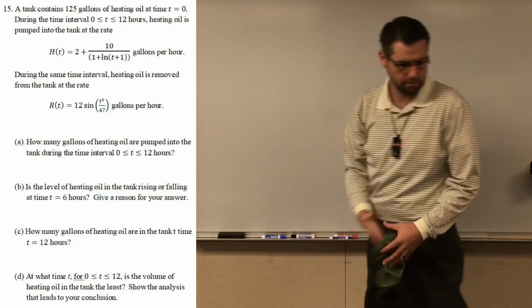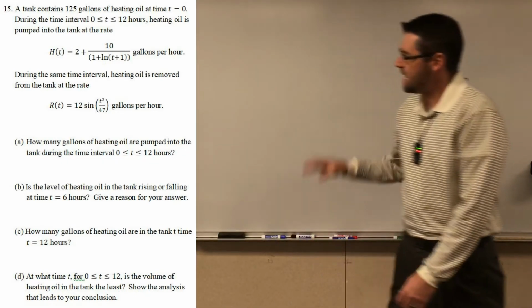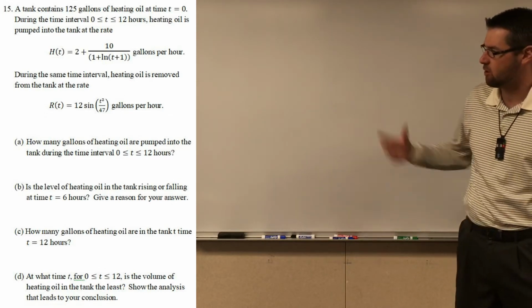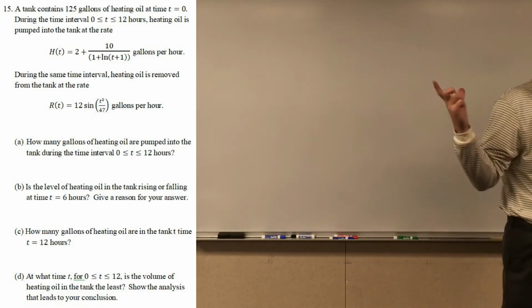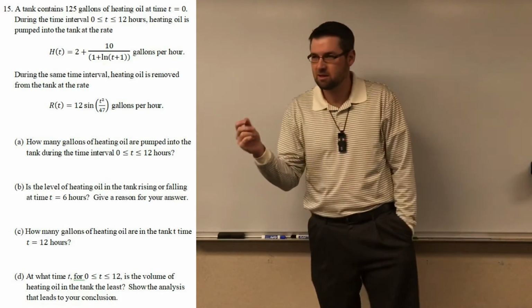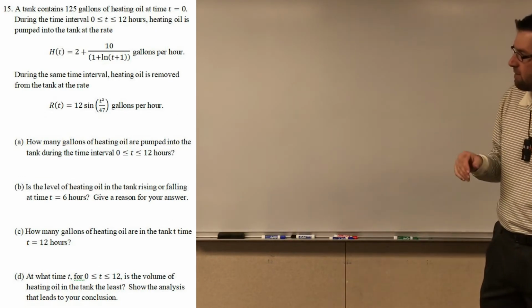Number 15, yeah? Okay. So a tank contains 125 gallons of heating oil at T equals 0. That statement is called a what? It's an initial condition. It tells you how much you start with, right? So keep that in mind.